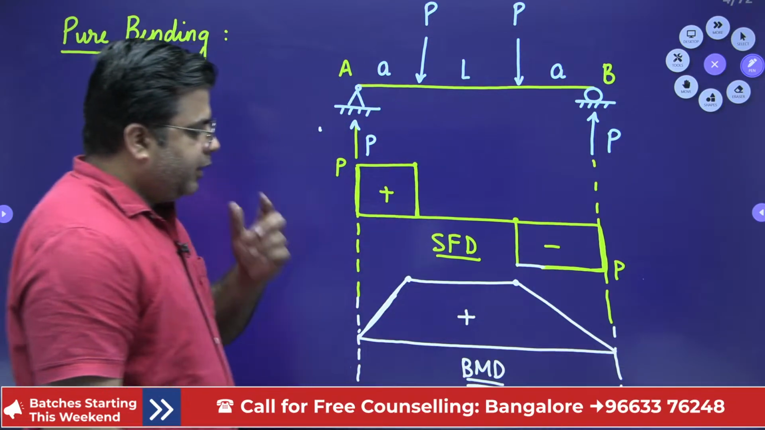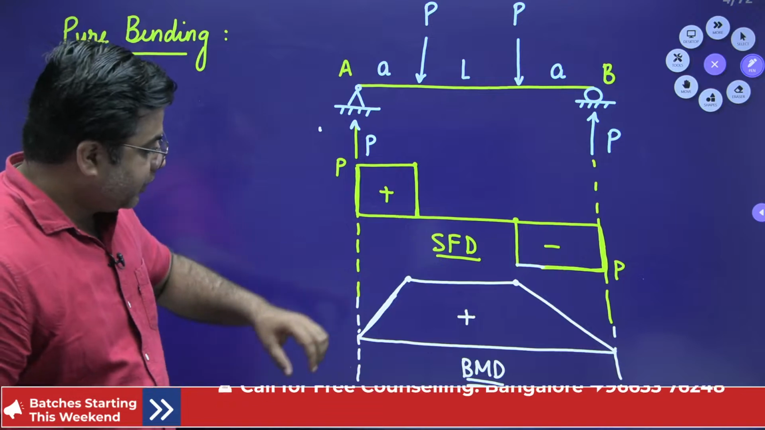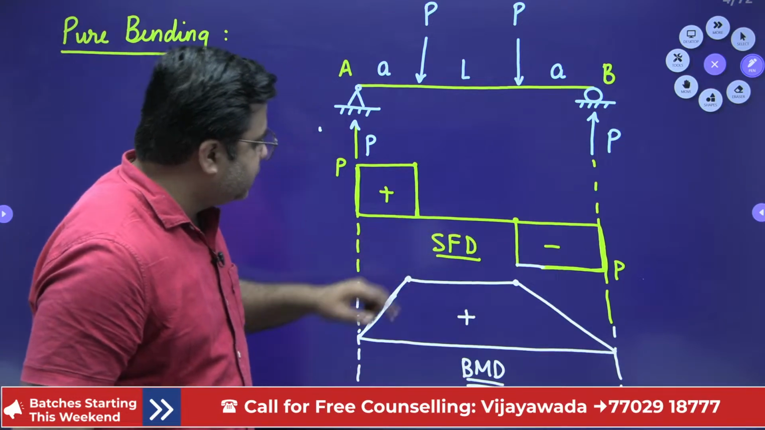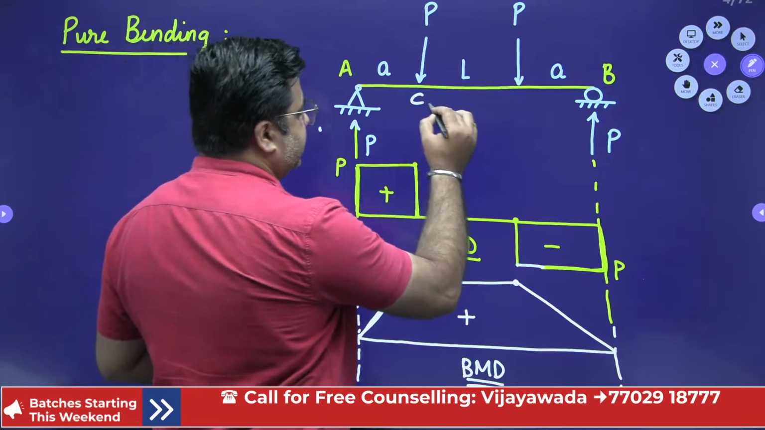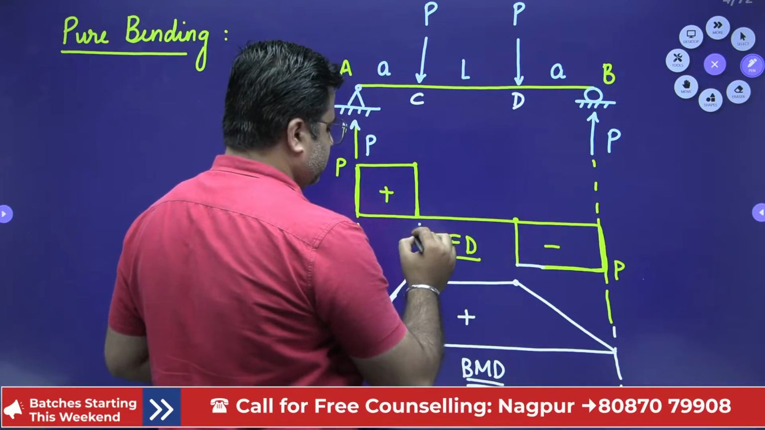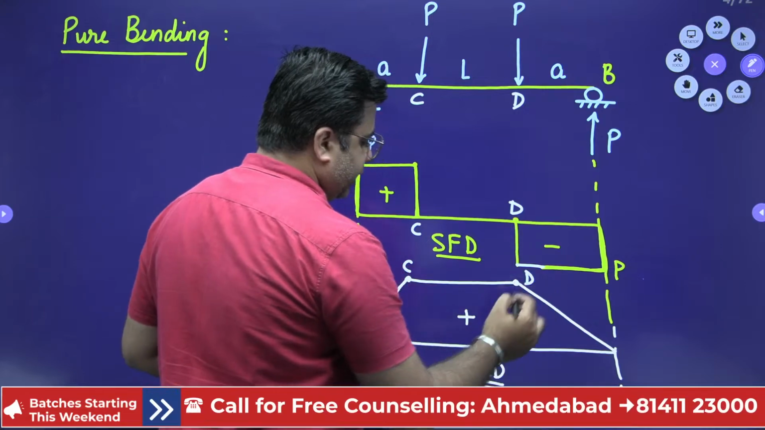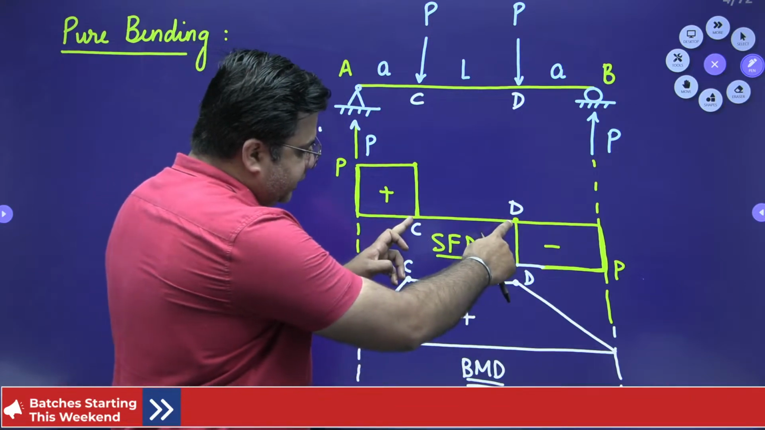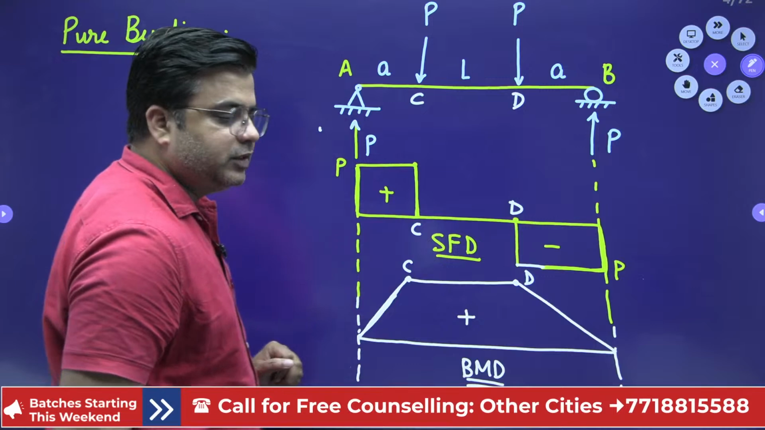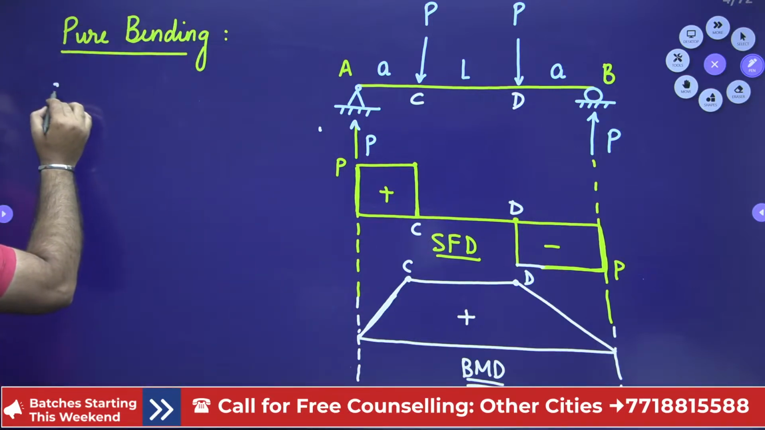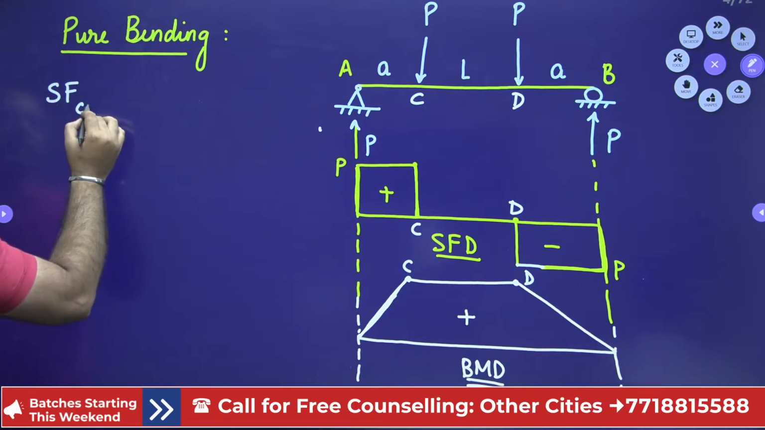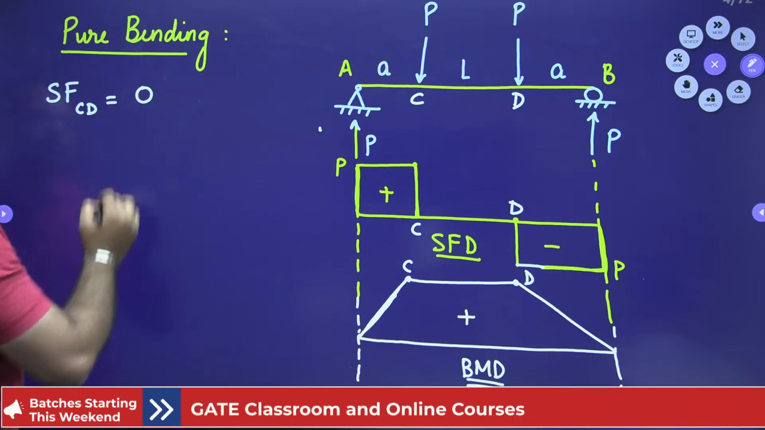Now observe this very carefully. For this distance, I'll name this as C and D. This is C, this is D. So this is also C, this is D. This is also C, this is also D, right? For this span CD, the value of shear force is 0. So shear force for span CD is 0.